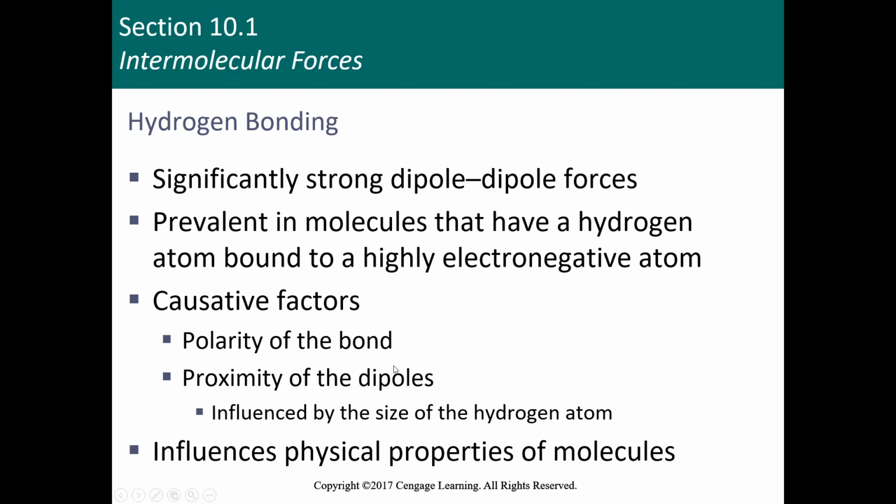So this has causative factors, of course. There's the polarity of the bond. Because of the large difference in electronegativity, the hydrogen is extremely positive in these, almost an ion, but not quite. The electronegative atom is going to then be very negative, not quite an ion, but close. The proximity of the dipoles is a big factor here. Now, the special sauce, if you will, of these hydrogen bonds is the fact that the hydrogen atom is already very, very small. Once you make it slightly positively charged, it's going to become even smaller.